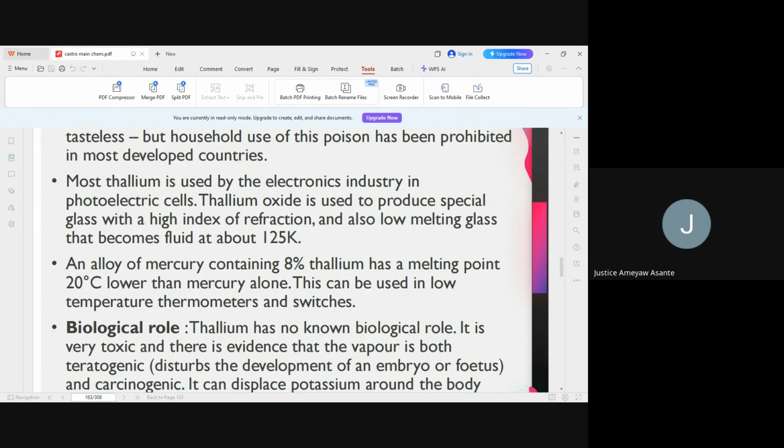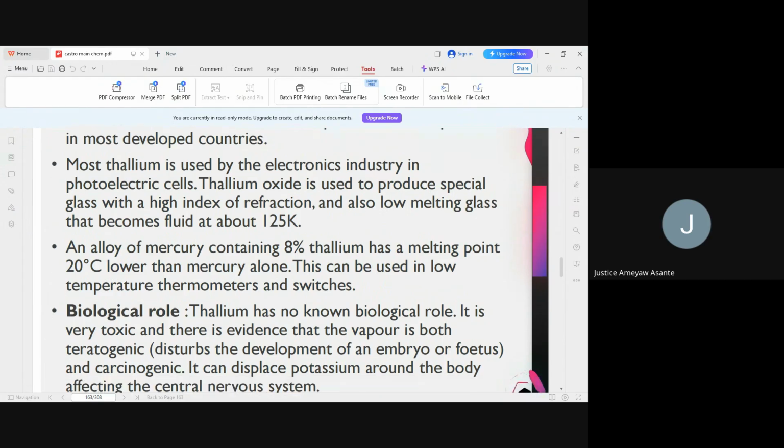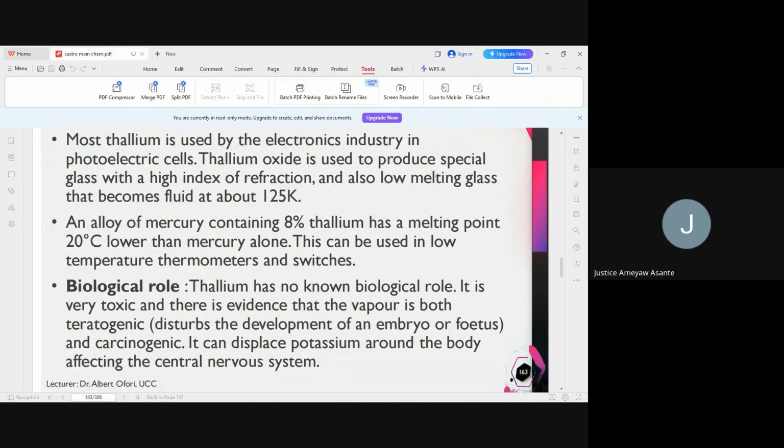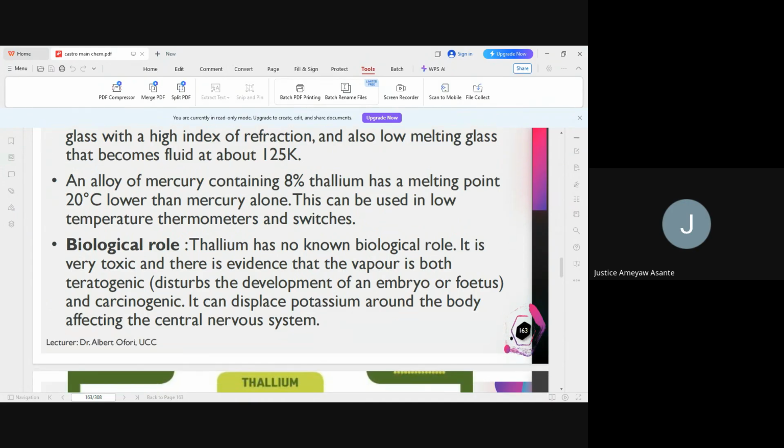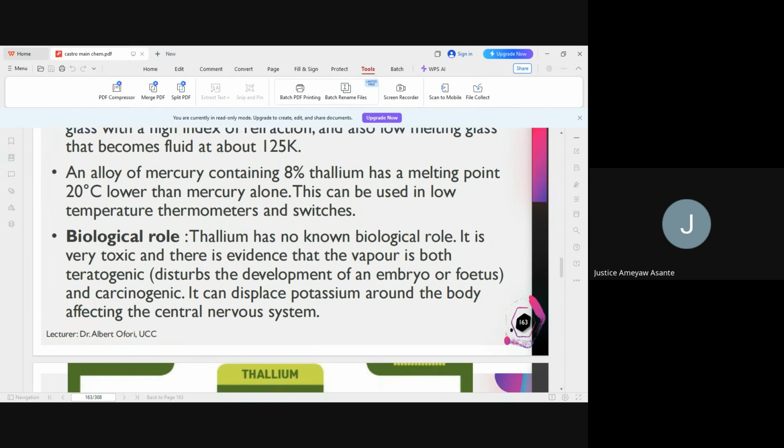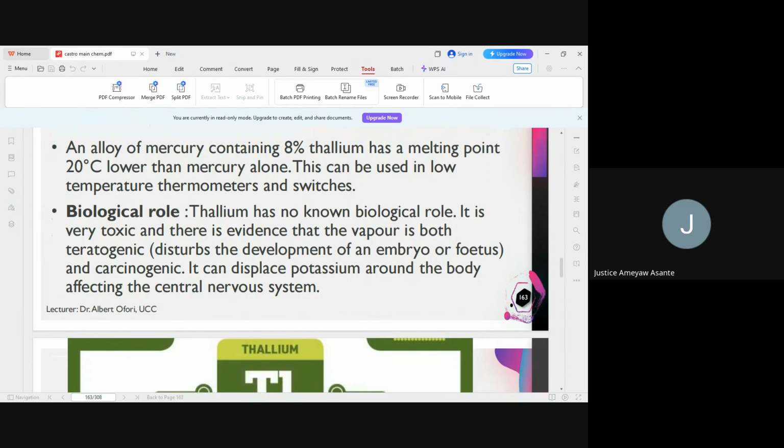Thallium oxide is used to produce special glass with a high index of refraction, and also low melting glass that becomes fluid at about 120 K. An alloy of mercury containing 8% thallium has a melting point 20 degrees Celsius lower than mercury alone. This can be used in low temperature thermometers in space.